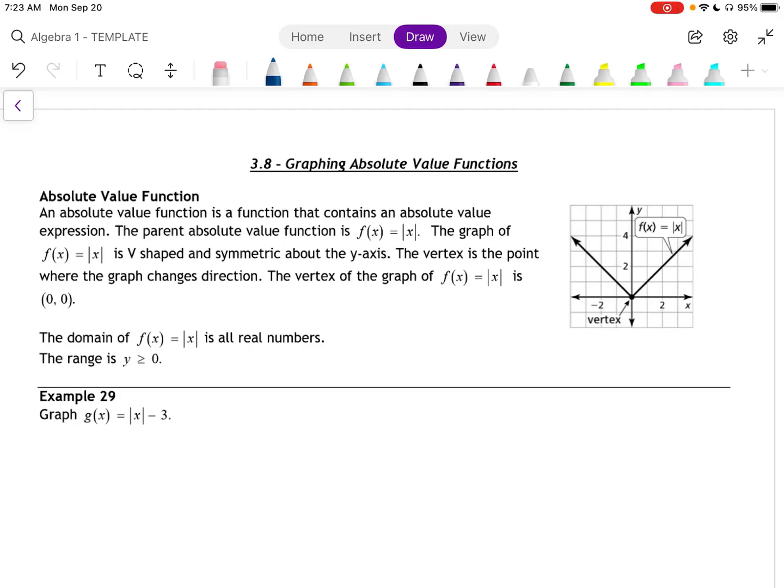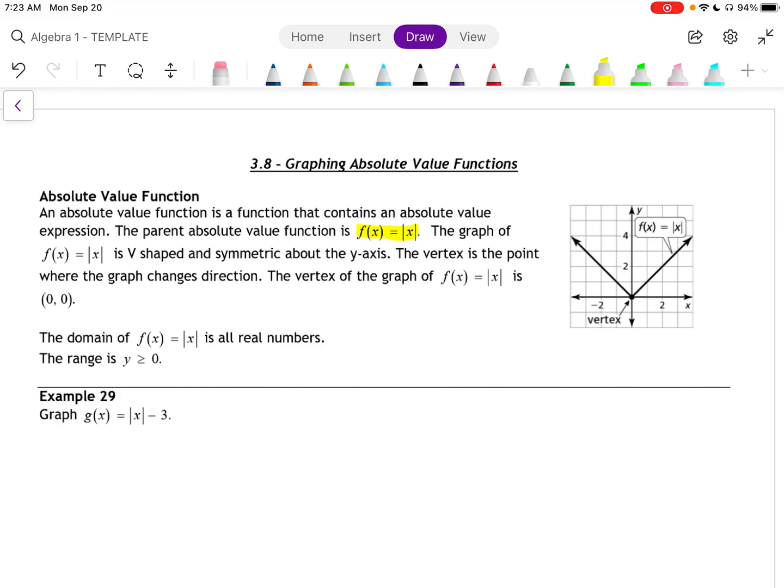All right, 3.8, graphing absolute value functions. An absolute value function is a function that contains an absolute value expression. All right, that makes sense. The parent function of absolute value is f of x equals absolute value of x. Its graph is a V shape, and it's symmetric on the vertical axis, the y-axis.